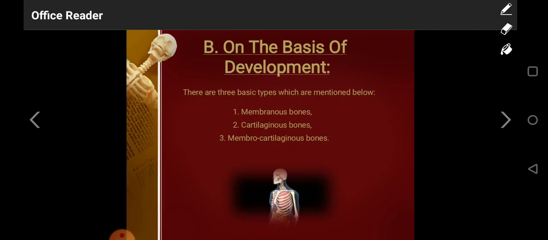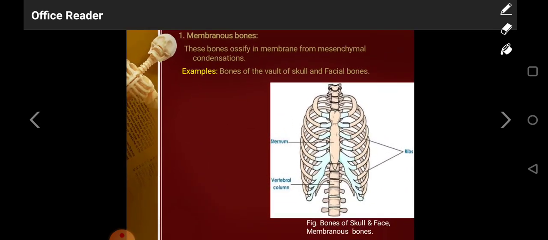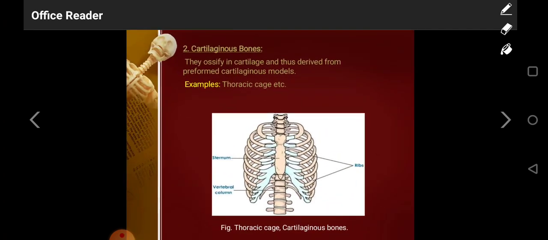Then on the basis of development, we have 3 types of bones: membranous, cartilaginous and membranocartilaginous bones. First, we have membranous bones. These bones ossify in the membrane from mesenchymal condensations, and the example is the bones of the vault of the skull and the facial bones. Then cartilaginous bones. These ossify in cartilage and thus derive from preformed cartilaginous models. Example, the thoracic cage.